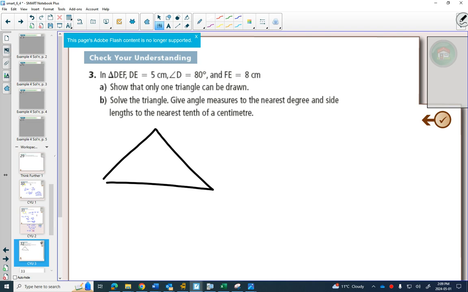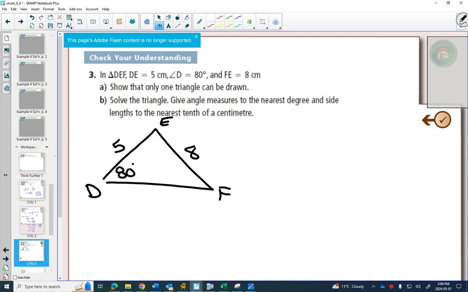I personally like to have my angle in the bottom left because it's kind of similar to what we did in our activity to begin with. And then if I know a side, like I know D to E is 5, I'll label that as 5, and then obviously this becomes F. F to E, this is 8.